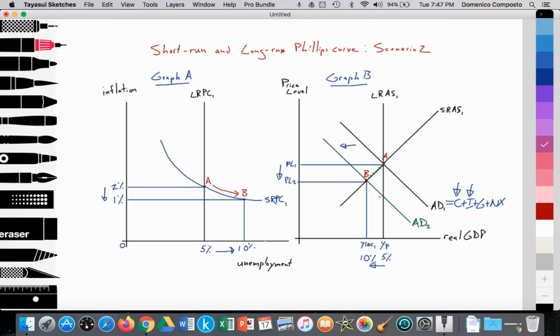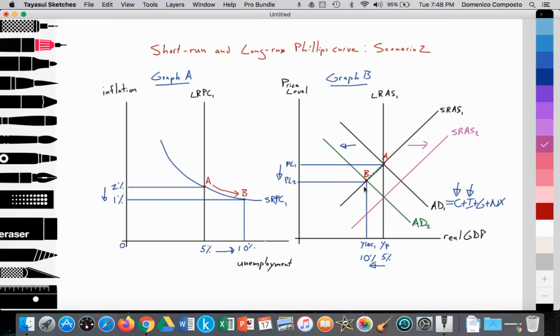Okay? So here we'll have cost of production decreasing from SRAS1 to SRAS2 as a result of households willing to lower wages or work for a lower wage, which will reduce the cost of production for firms. So the SRAS curve shifts out.